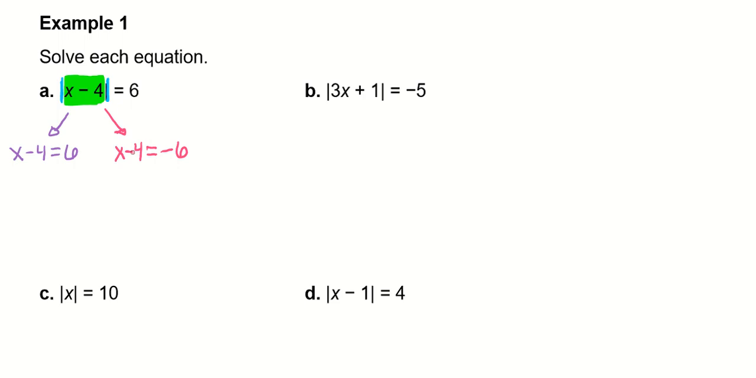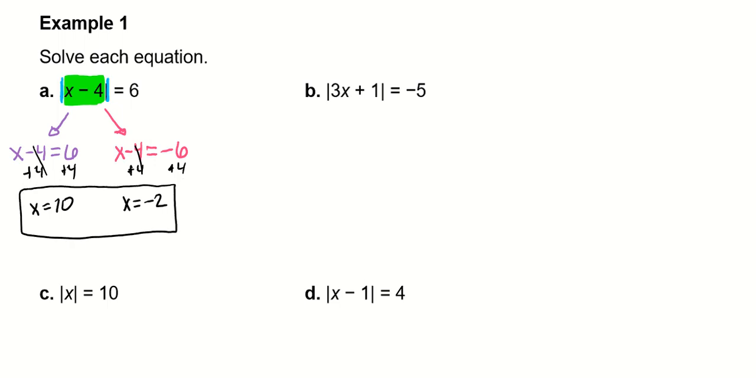And then we're going to go ahead and solve for x. We're going to add 4 to both sides, and we get x equals 10. Over here, we're going to add 4 to both sides, and we get that x equals negative 2. And so here we have our two answers: x equals 10 and x equals negative 2.